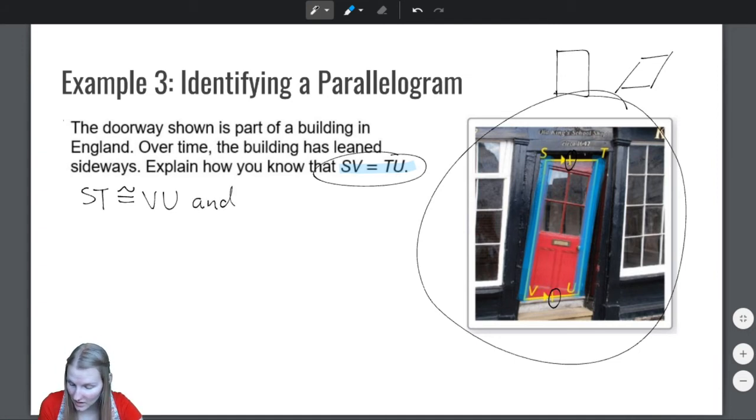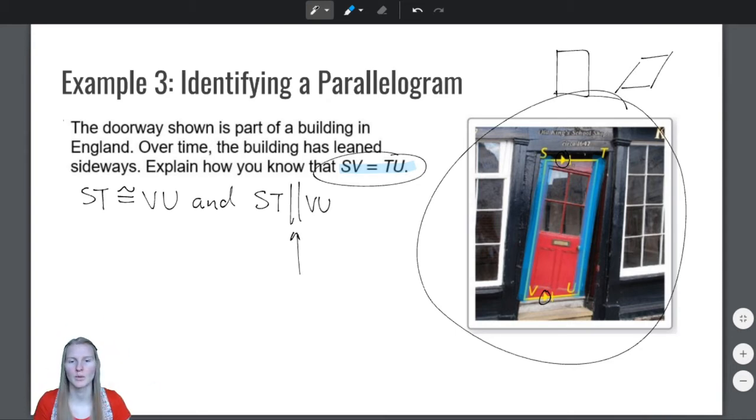And look at the yellow arrow. This also tells us that ST is parallel to VU. Remember that those two lines sticking straight up mean parallel.